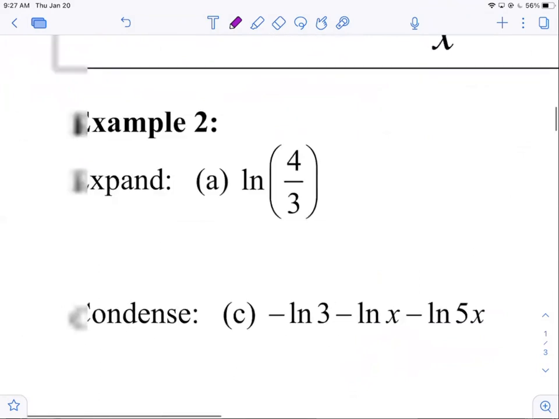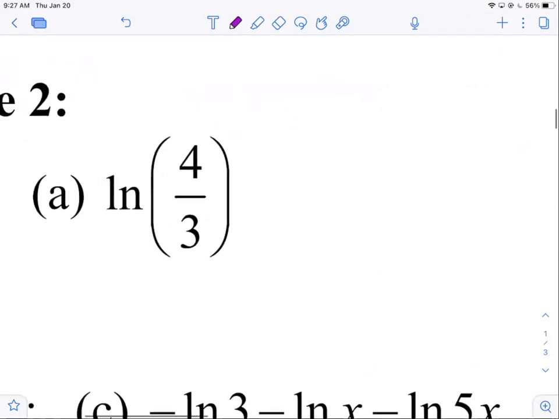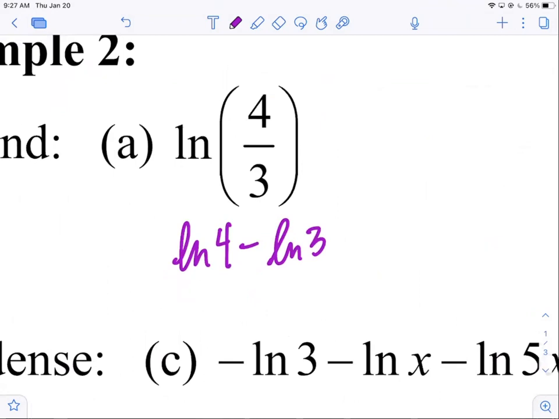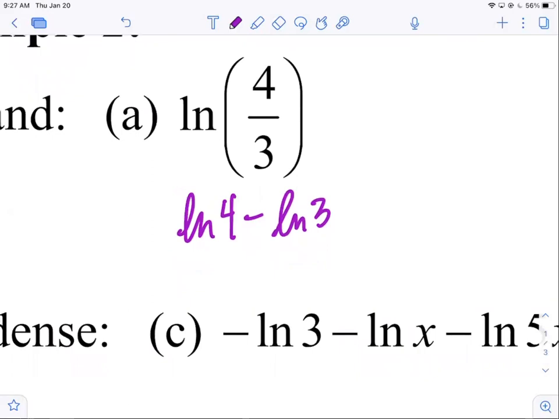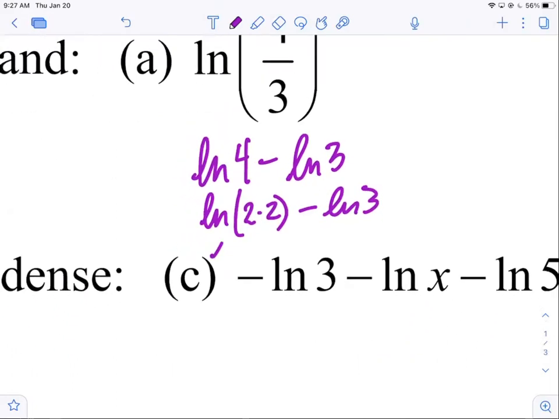Let's try it out. Expand the natural log of 4/3. Oh, I hate fractions. I love logs though. Can I expand this? Yes, we can. The natural log of 4 minus the natural log of 3. Good. And now you're like, hey, 4 is too big for my blood. I can call that the natural log of 2 times 2, right? Now that means it's the natural log of 2 plus the natural log of 2 minus the natural log of 3.